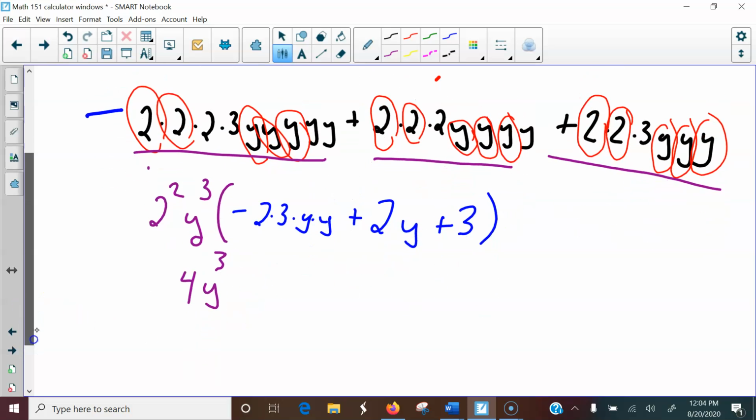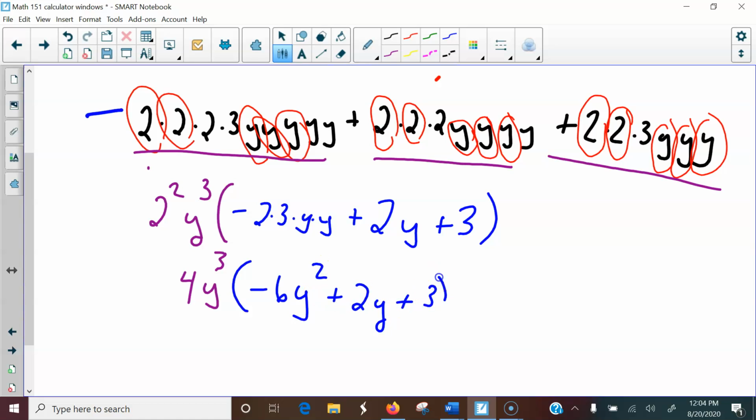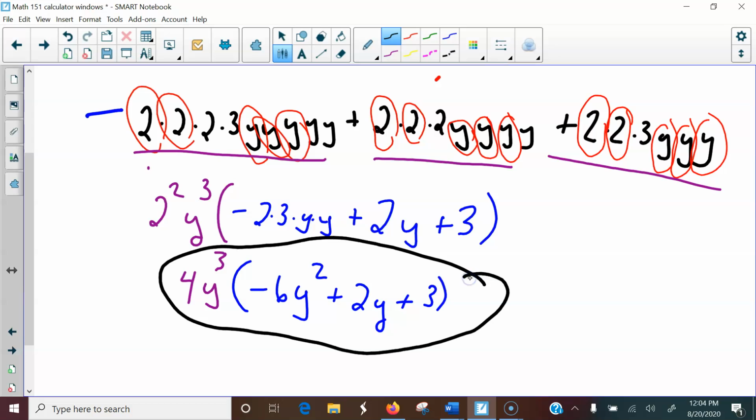Now to simplify this, I would turn the 2 squared into a 4 in the simplified form. And then I would multiply together everything here. Negative 2 times 3 gives me a negative 6, and then a y squared plus 2y plus 3. So all of this would be your answer to factoring out the greatest common factor. Okay, good. You were really almost there.